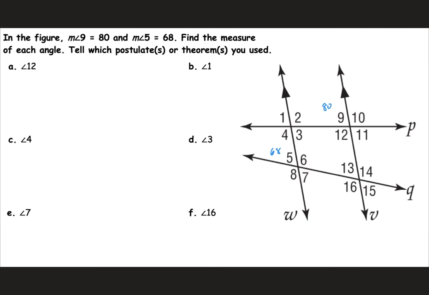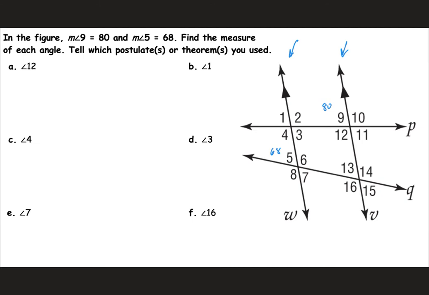As I look at this picture, I want to draw your attention to one important fact. There is only one set of parallel lines, those two right there. We have several transversals. There are actually 4 transversals. However, there's only one set of parallel lines. So you need to pay attention on those. Let's go ahead and get started. So if 9 is 80 and 5 is 68, I'm going to go ahead and do all of my vertical angles and my linear pairs.